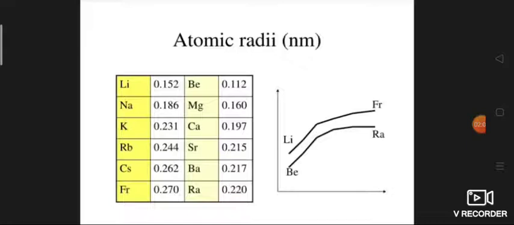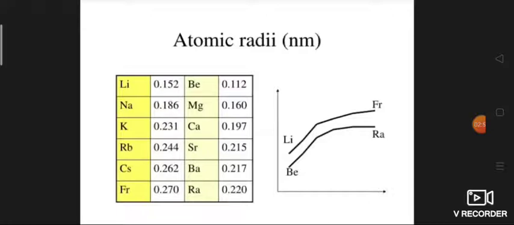The size of the monovalent alkali metal ion, however, is always smaller than its parent atom due to increase in nuclear charge. So when you see this, the atomic radii of these elements increase down the group because of the increasing number of shells. The shielding effect predominates over nuclear charge, and the size of the monovalent alkali metal ion is always smaller than its parent atom due to increase in nuclear charge.